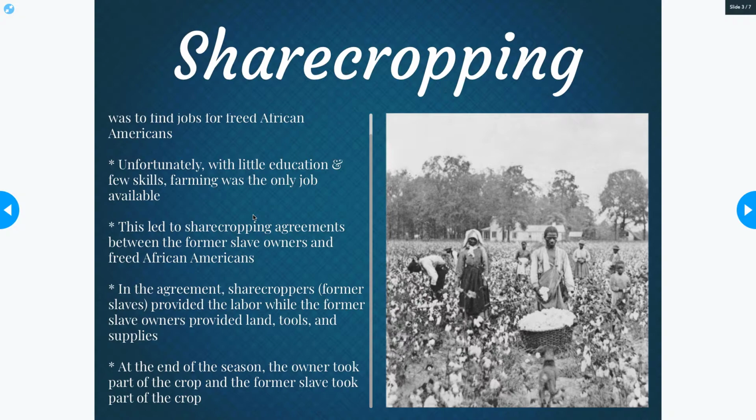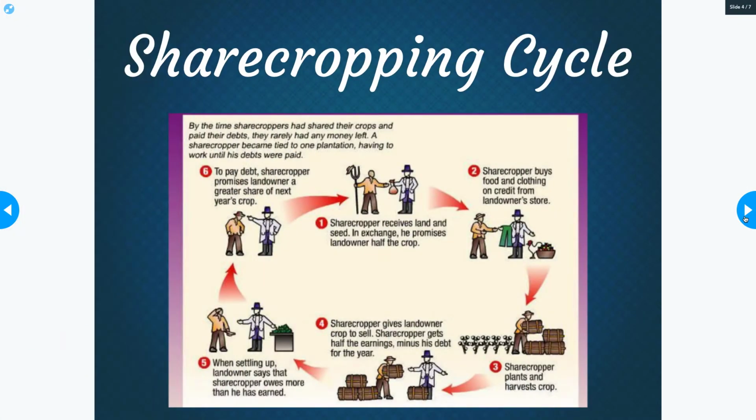Now, most of you probably did this in elementary school, but I am going to go over the sharecropping agreement on the next slide. In the agreement, basically the former slaves, the sharecroppers themselves, provide the labor, and the former slave owners provide everything else: the land, the tools, and the supplies, because it is their plantation. At the end of the season, the owner and the sharecropper both take part of the crop. It sounds like a good agreement, like you have what I need and I have what you need, but you can see right here what actually happens.